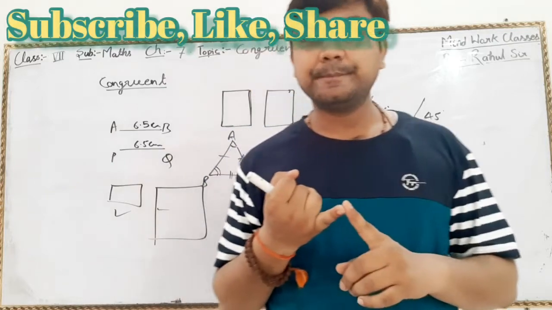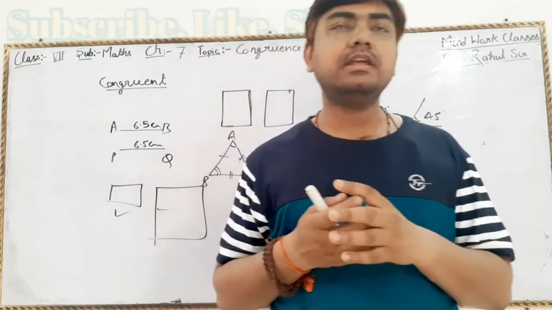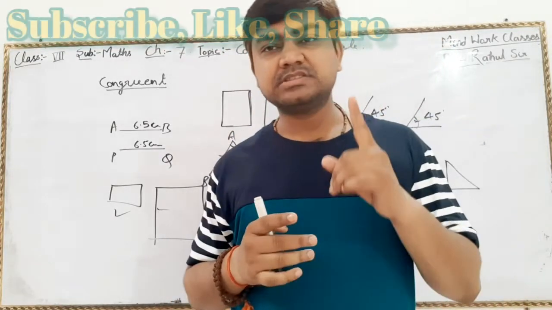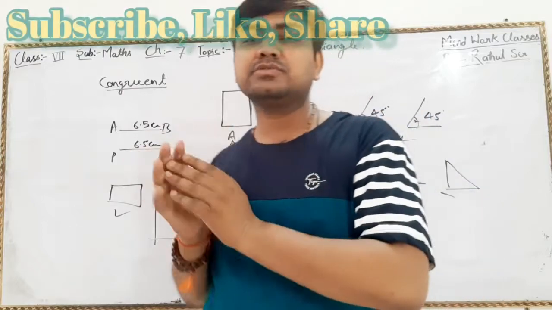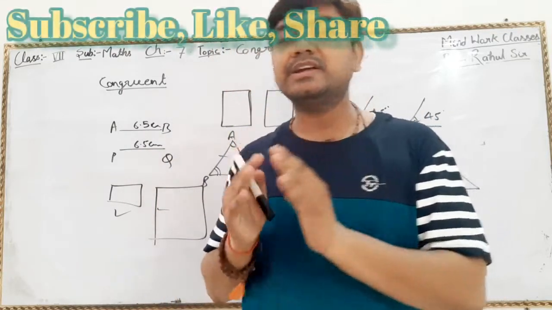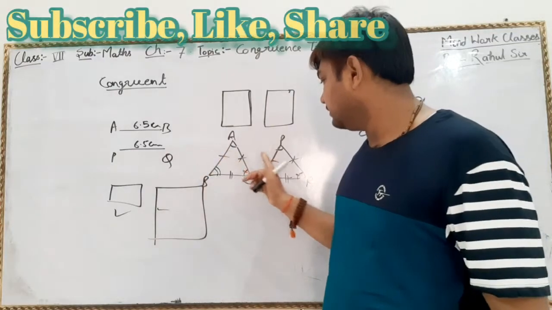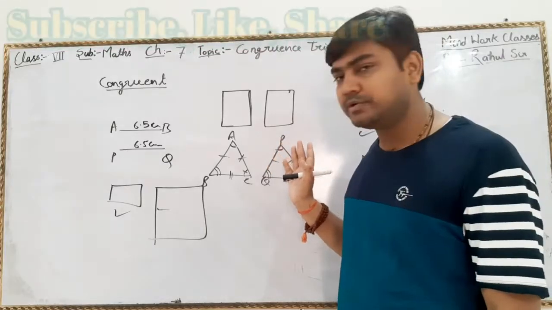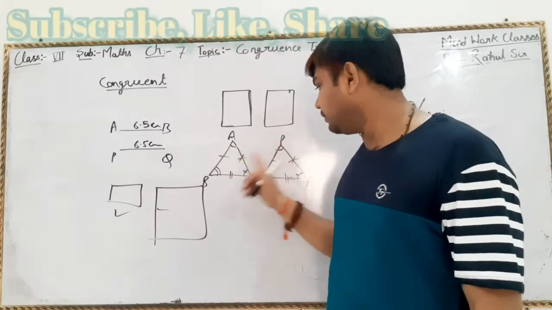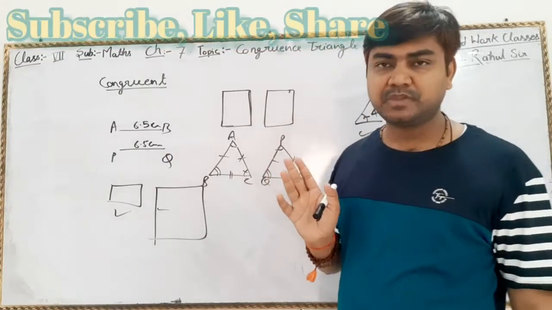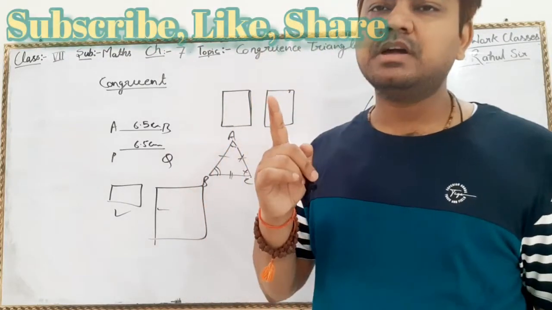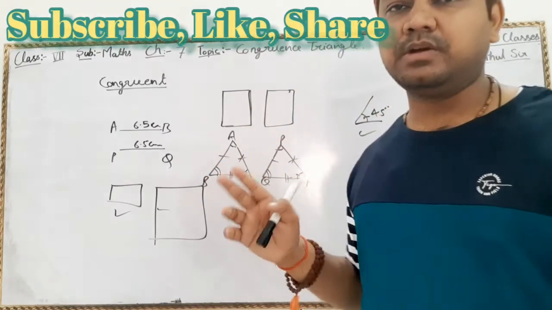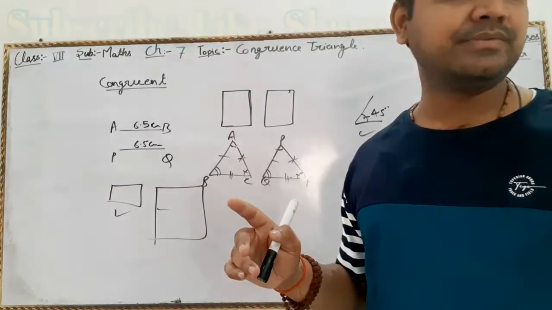For any congruency, there are basically two basic conditions. First, all the respective sides should be equal, as I have already told you. Second, the respective angles will also be the same. First, all sides are equal, and all angles are also equal. If this is the case, then these two triangles will be congruent.